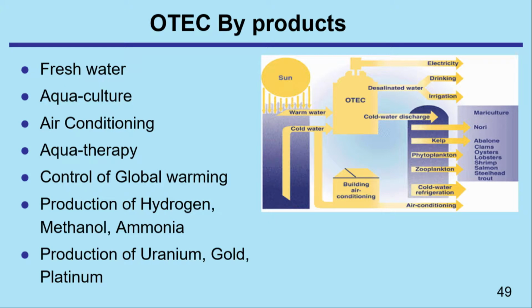What are the byproducts? One, which we have indirectly seen, is fresh water, then aquaculture, air conditioning, aquatherapy, control of global warming, production of other elements like hydrogen, methanol, ammonia, etc., production of uranium, gold, etc. So, this shows how the byproducts from OTEC could be used for mariculture, for cultivating various organisms like oysters, lobsters, shrimps, etc., and how building air conditioning can be used and things like that.